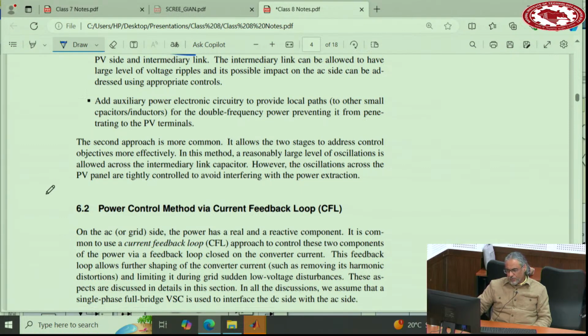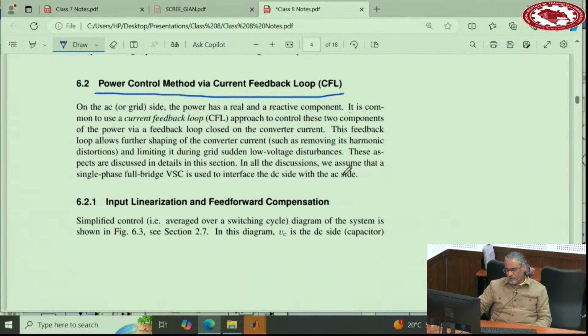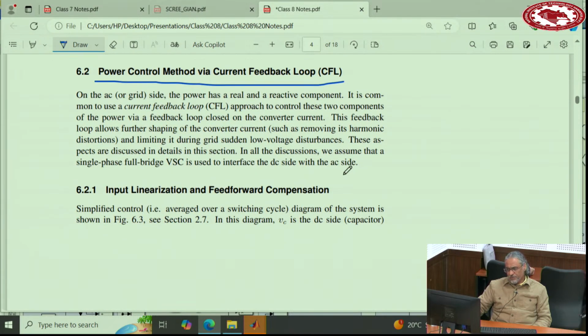Okay, so now let's go to control approaches. This is the first one, which is power control method via current feedback loop. So this you are already familiar with in DC. We are going to do that in AC.